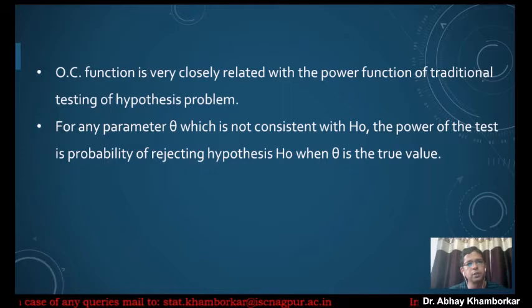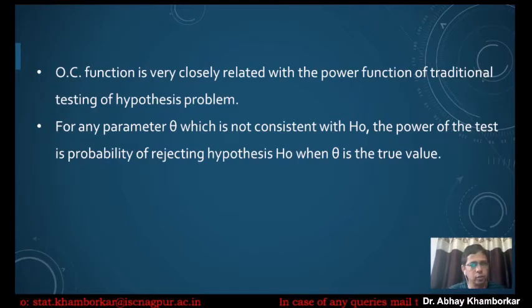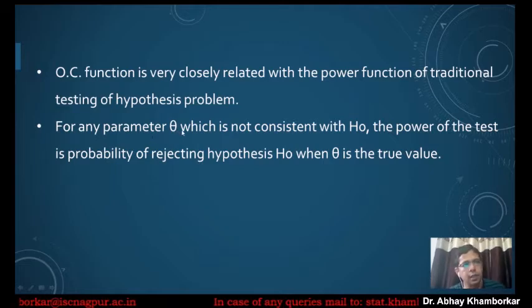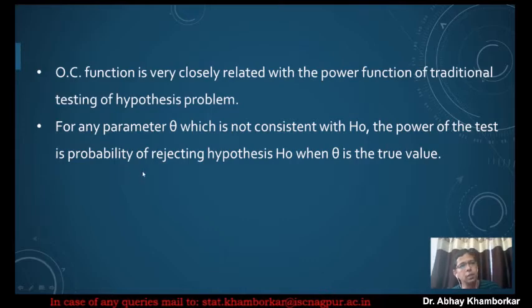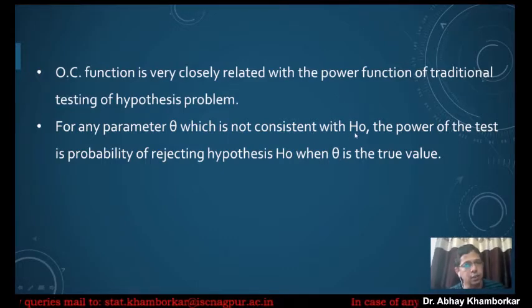For any parameter theta which is not consistent with H naught, the power of the test is probability of rejecting the hypothesis H naught when theta is the true value. So what does it mean? See what I have said here. For any parameter theta which is not consistent with H naught, मतलब H1 is true, I am talking about H1 is true, the power of the test is nothing but the probability of rejecting the hypothesis H naught when theta is the true value, where we are saying that theta is not consistent with H naught.